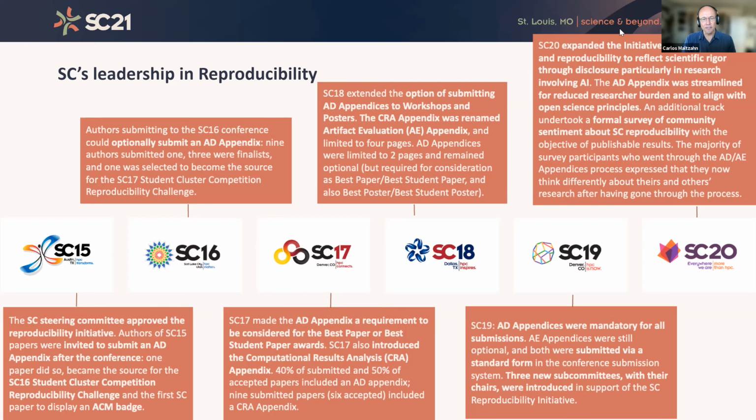And then also in SC17, the computational results and analysis appendix was introduced for the first time, which was then renamed to the artifact evaluation appendix in SC18, and that name has stuck up to now.